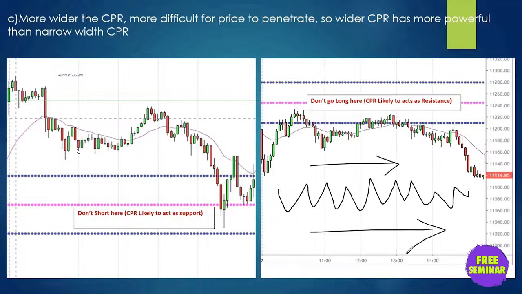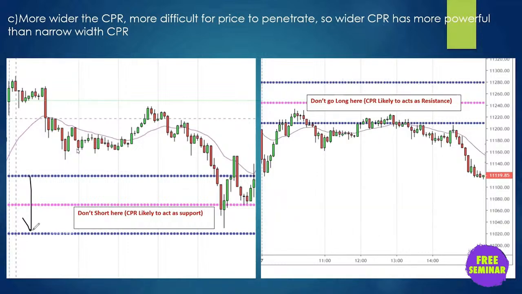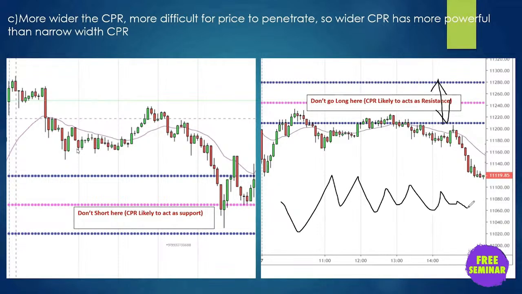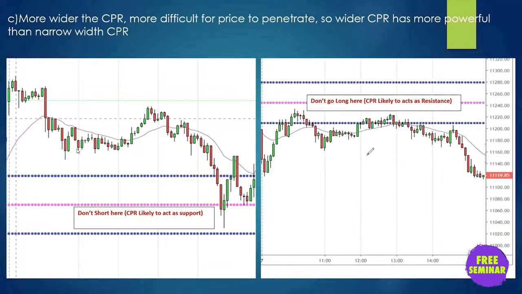Okay, like this. So that is what you should know, that when you see a wide CPR, chances are very high that the market can stay sideways. So that is what a wide CPR will tell you. That is one of the secrets of CPR, that a wide CPR will help you to know that the market is likely to stay sideways.